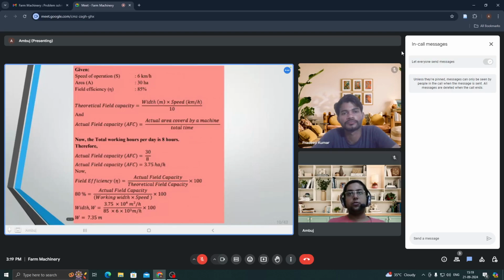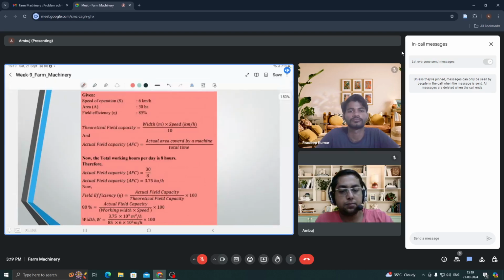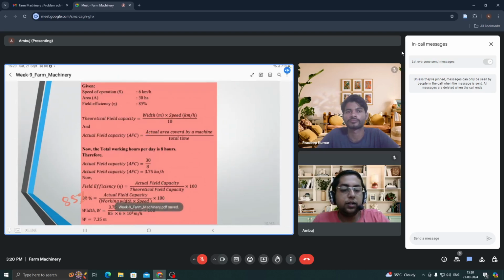Similarly, this is the detailed solution. If you have any doubt at any point of time, then you can please see it. I have already told how the things go in this particular question. AFC is 30 over 8. Then TFC is S into W divided by 10. Then it will not be 80% here, it would be 85% at this place. That will give you the width directly, 7.35 meters.